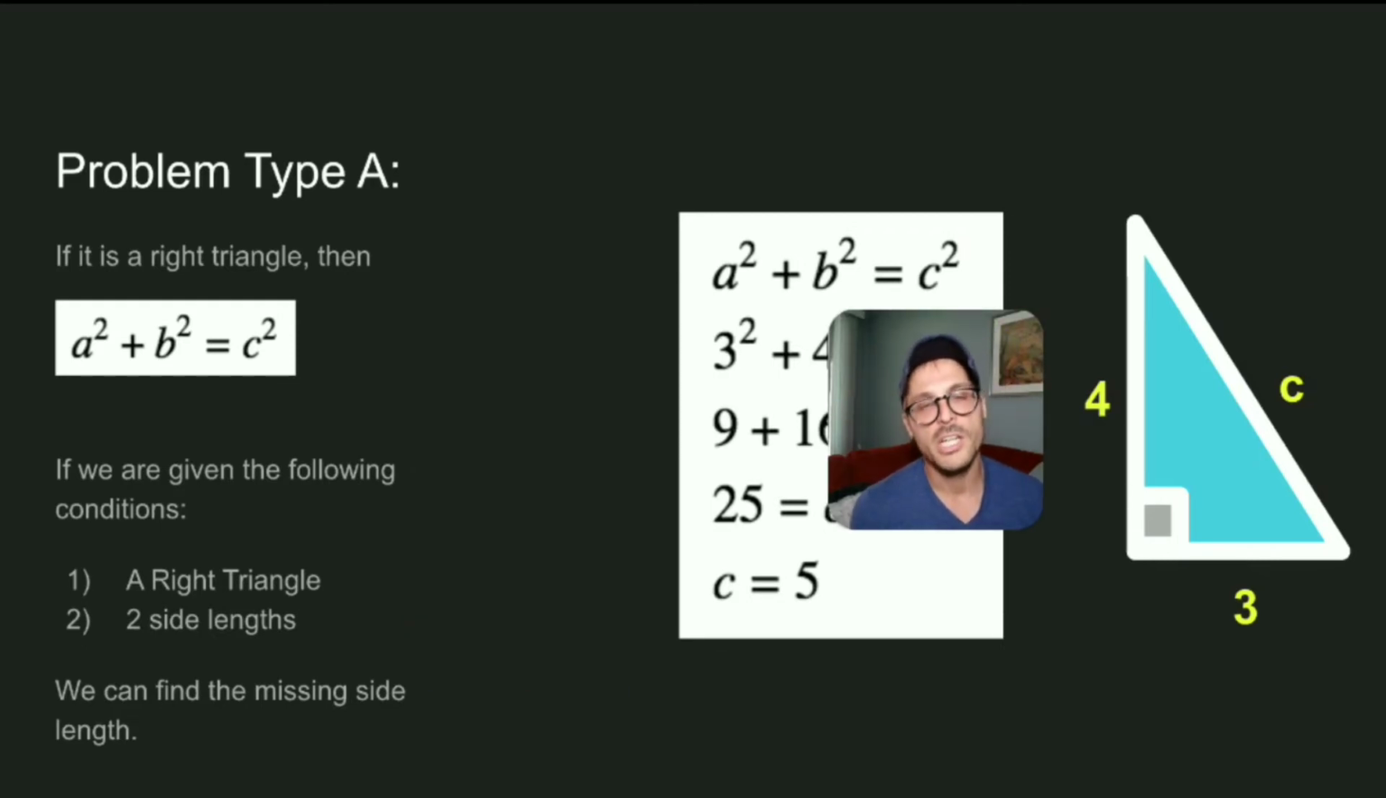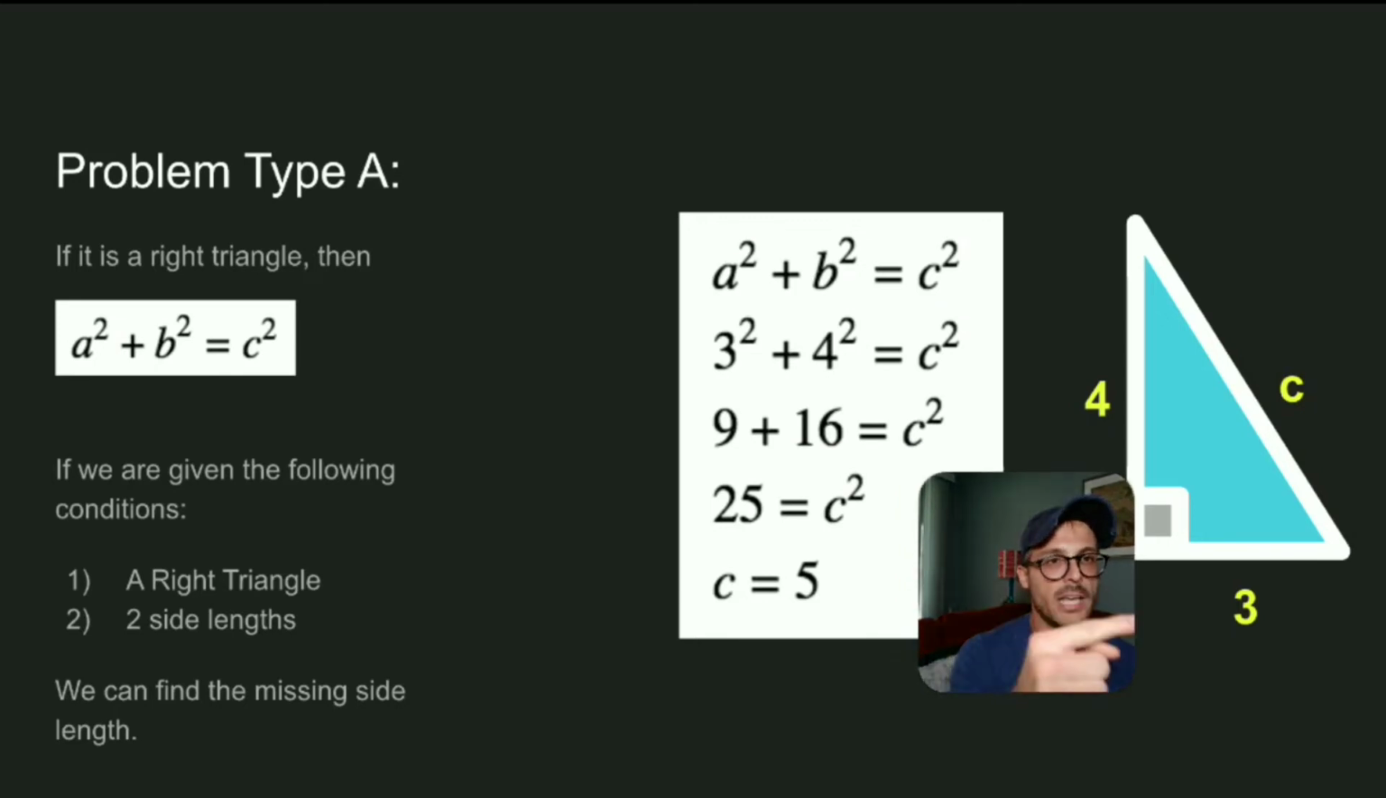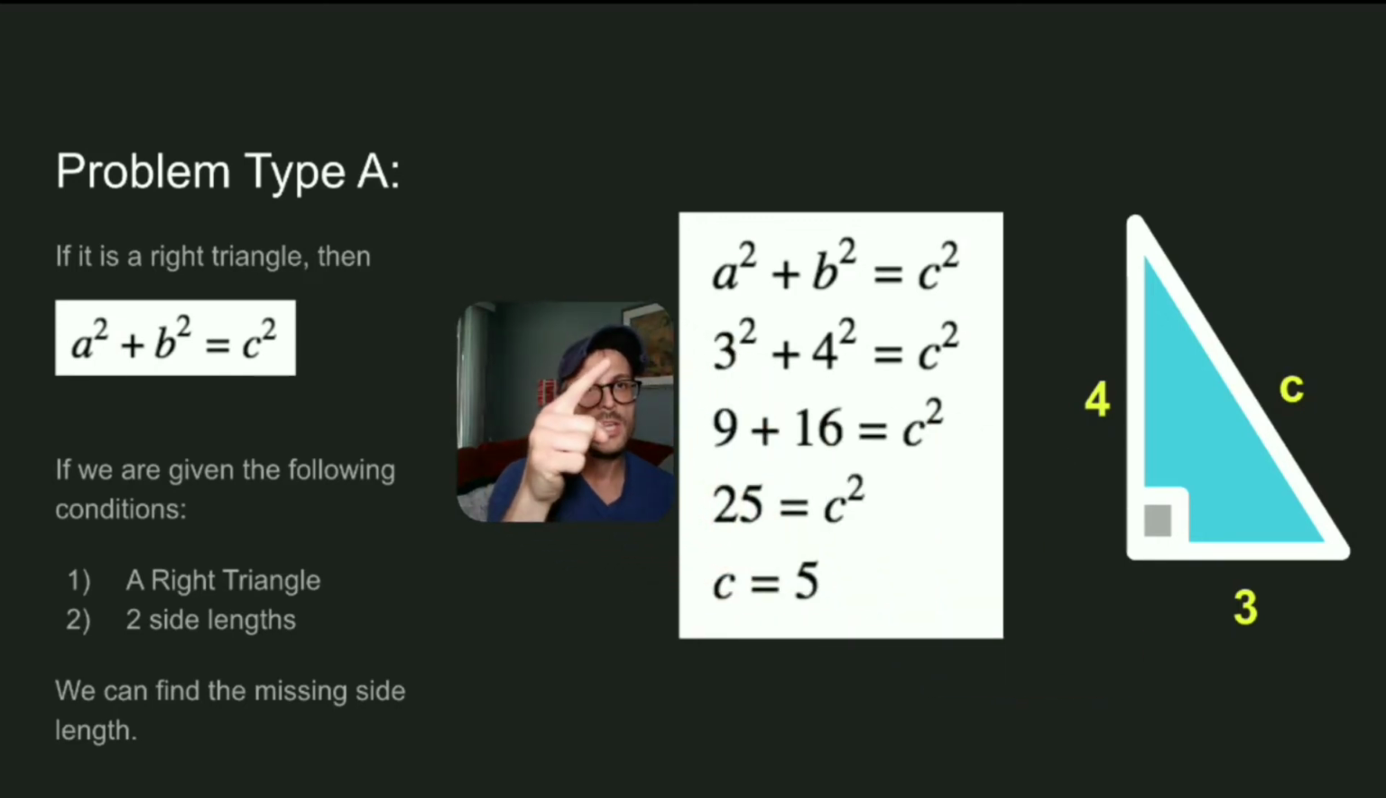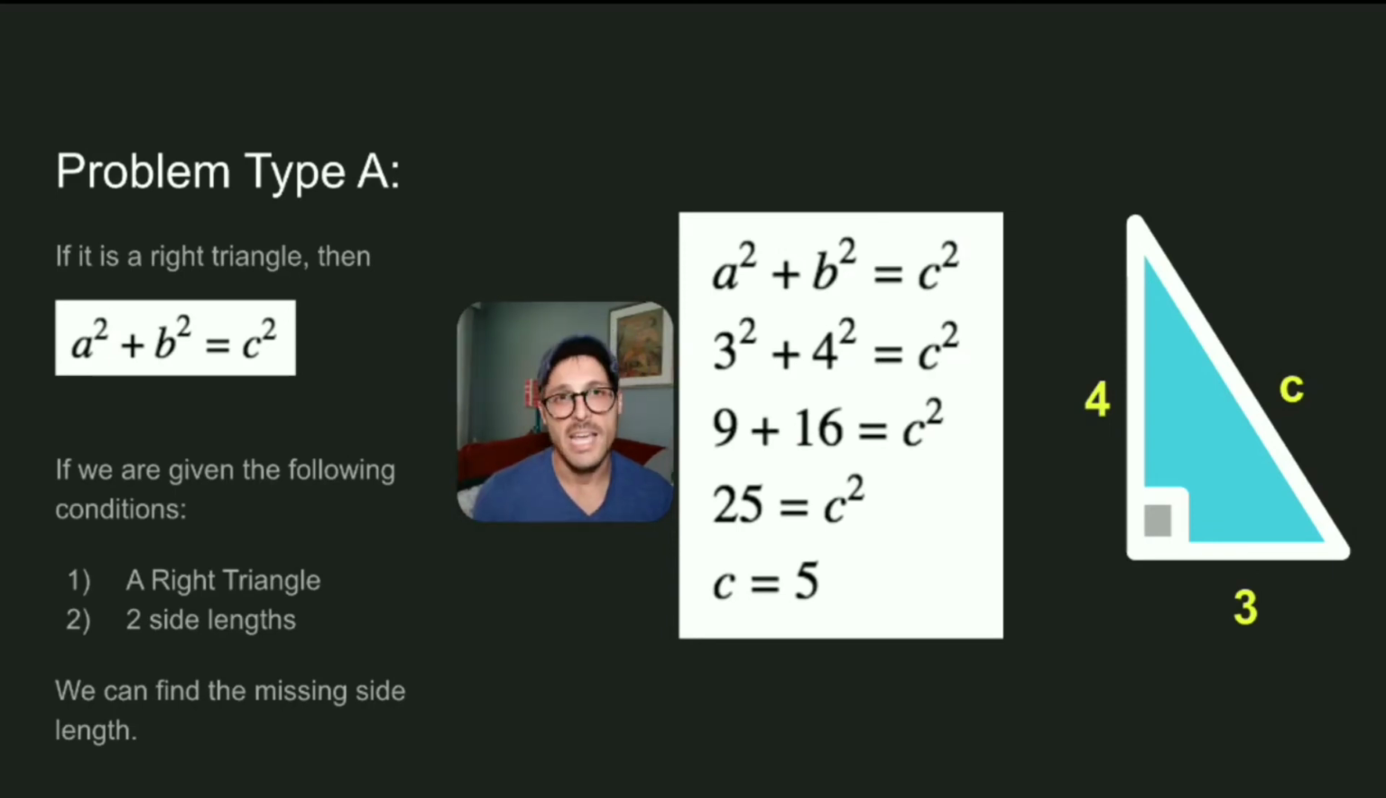In this example over here, we're given a right triangle with a leg length of 4 and a leg length of 3. And we can put those two into the equation and solve thusly to get that the hypotenuse is equal to 5. Now this isn't the only kind of type A problem. There are two kinds, either where you have an unknown hypotenuse or you have an unknown leg. So within this one problem type, there are two other different kinds of problems.